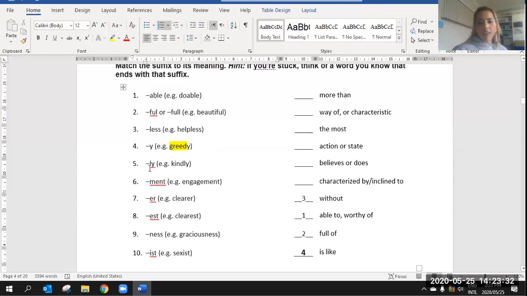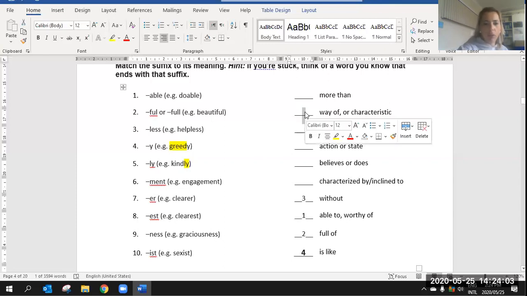the ly suffix, ly, kindly. So there the root word is kind, and the suffix is ly. So if I am doing something in a manner that is kindly, which one do you think that would be? More than, a way of, or characteristic, the most, action or state, believes or does, or characterized by. All right, so if I look at my meaning, my word kind, to do something kindly, it is a way of doing it. All right, so my answer there would be 5, way of, or characteristics.